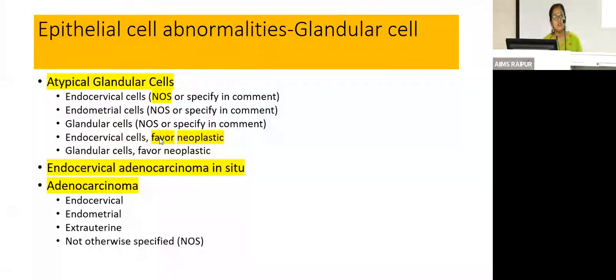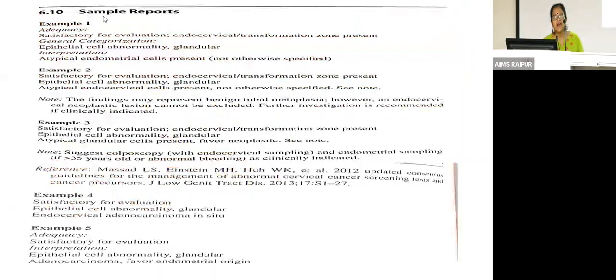Now, this is just a hodgepodge of sample reports for the pattern of reporting atypical glandular cells. This is from Bethesda, which you can look up. So this is just to give you an idea of how it is reported. Always, first is quality indicators. First is adequacy. You have to report whether it is satisfactory for evaluation or not. Transformation zone is present or not. Put it into its general category for glandular lesions, which is epithelial cell abnormality glandular, and then interpret it into its subsequent subcategories, which can be atypical endometrial cells present, not otherwise specified, etc.